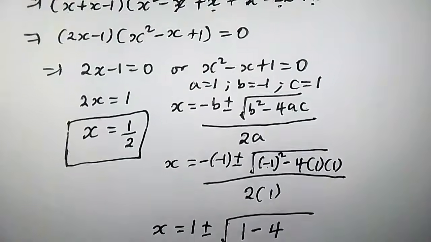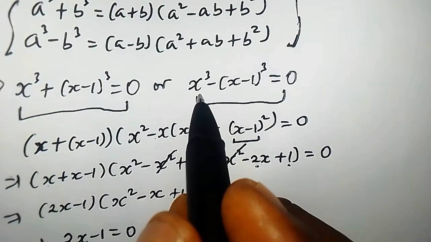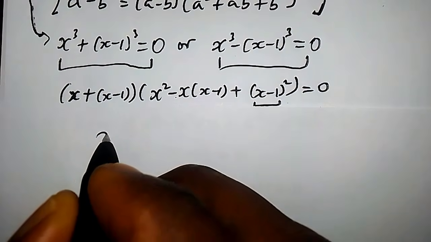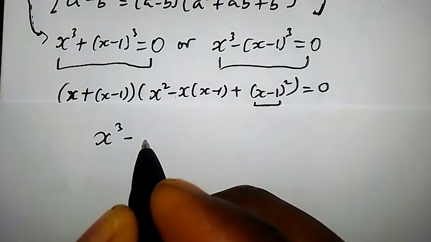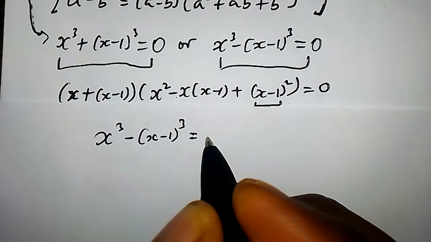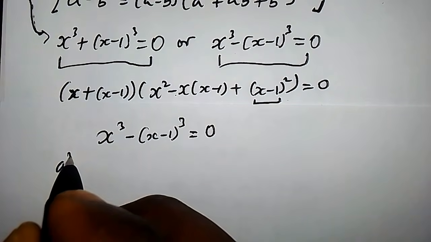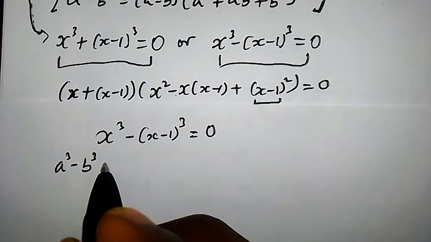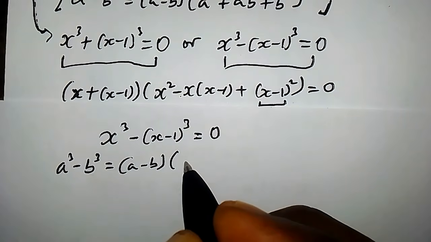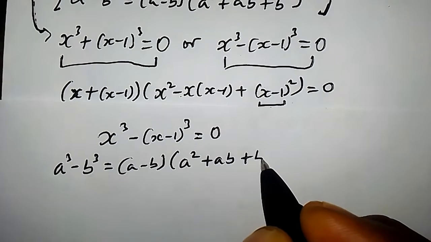Let us solve the other cubic equation, which is this: x to the power of 3 minus (x minus 1) to the power of 3 equal to 0. x to the power of 3 minus (x minus 1) to the power of 3 is equal to 0. Recall that a to the power of 3 minus b to the power of 3 is equal to (a minus b) times (a square plus ab plus b square).